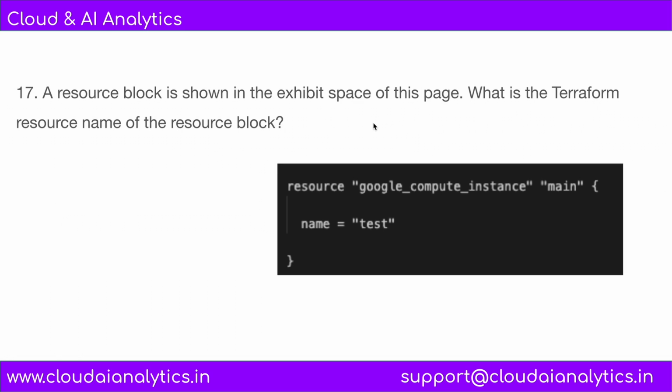And now moving on to the next question, a resource block is shown on this page. What is the Terraform resource name of the resource block? Here you can see resource google_compute_instance, the local name is main and the name is test. So what is the Terraform resource name of the resource block? It is very straightforward and very easy, but still we will go through the options. Option A test, option B main, option C Google, and option D compute instance. Pause the video, go through the question and come up with an answer.